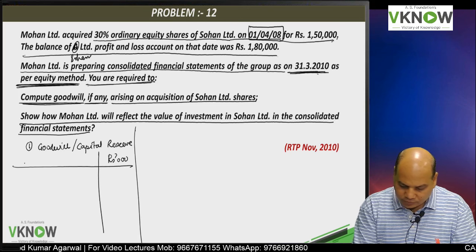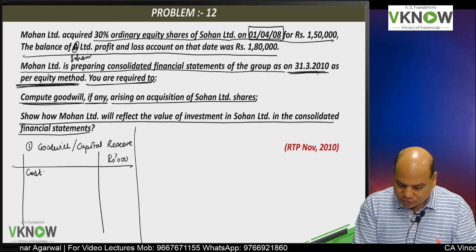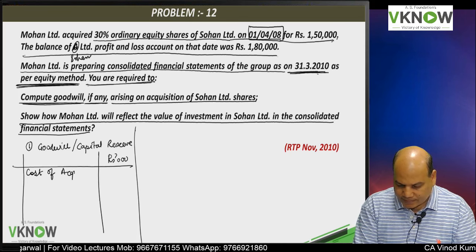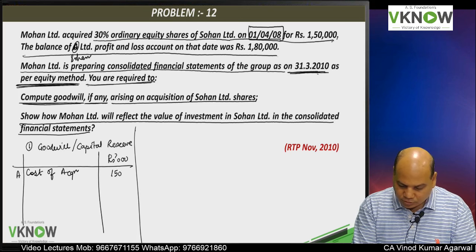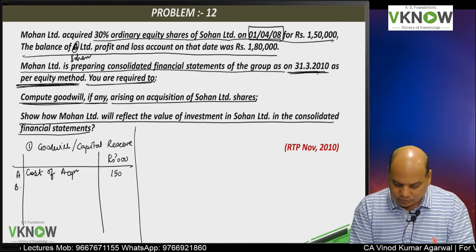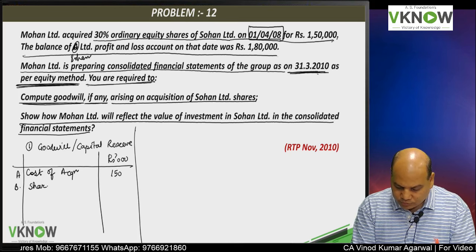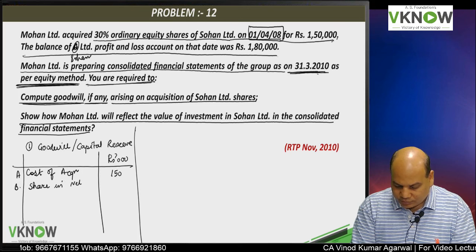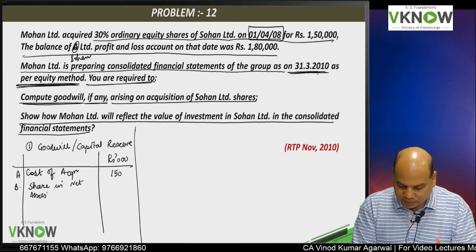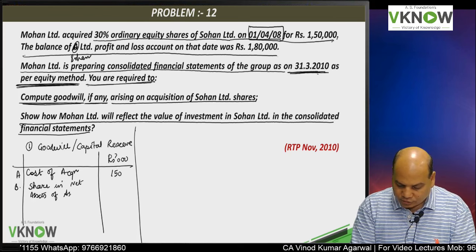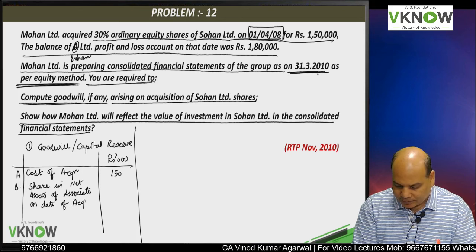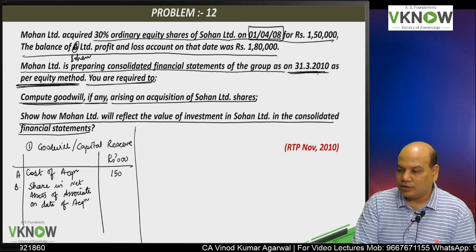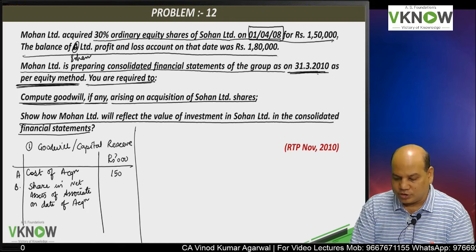Which is very easy. Cost of acquisition you will find in the balance sheet: 150. Cost of acquisition is 150. Then we have to compute share in net asset of associate on date of acquisition. Share in net asset of associate on date of acquisition.